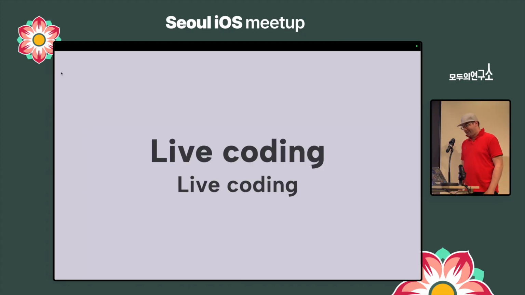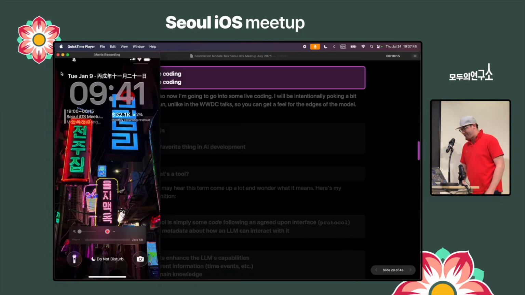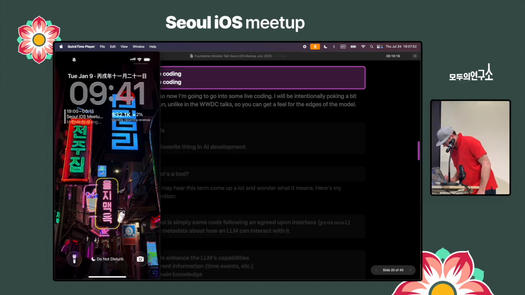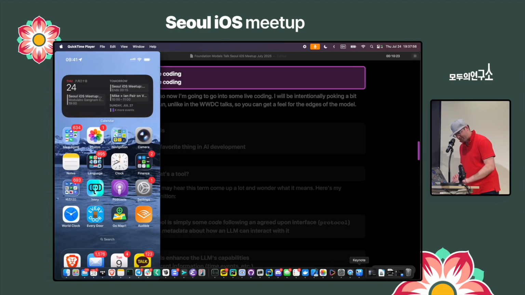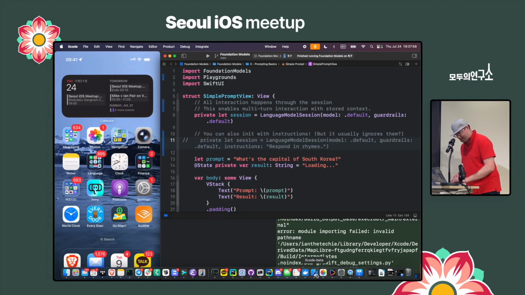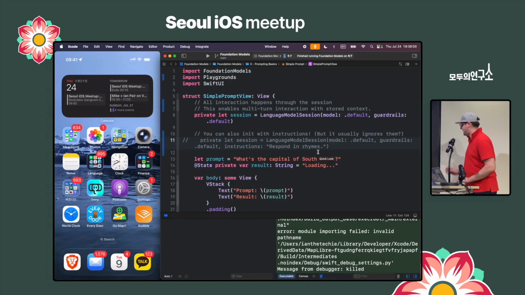And now for the fun. Let's try some live coding and see how things go here. I apologize in advance for the setup. The iOS 26 beta does not support mirroring, or it's broken. So I'm trying this QuickTime sharing, and we'll see how things work.